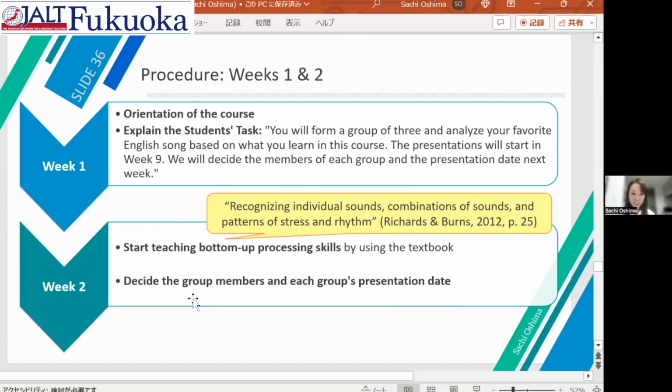So I would like to ask you, why did I explain the student task in week 1? Do you have any idea? If you have any idea, would you write in the chat or speak out?